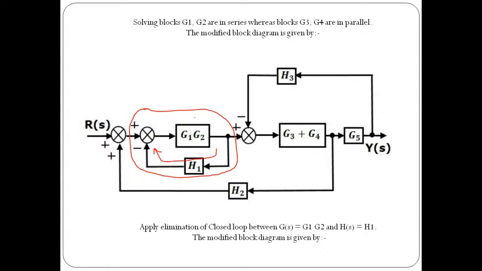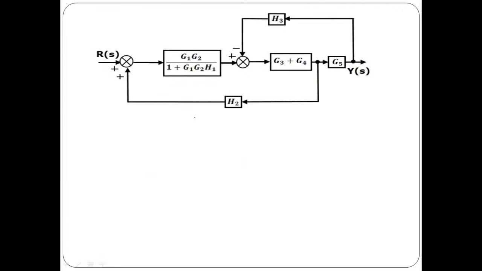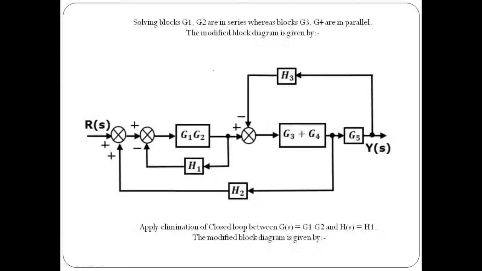So by applying elimination of closed loop between G1, G2 followed by H1, the modified diagram is something like this. I hope this point is clear to everyone. Now, if you understood this, G1 into G2 whole divided by 1 plus G1 into G2 into H1. Why have we written this?